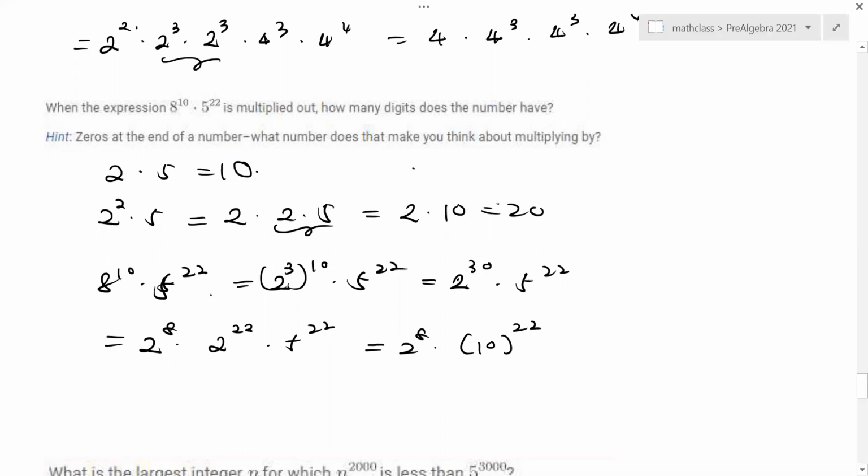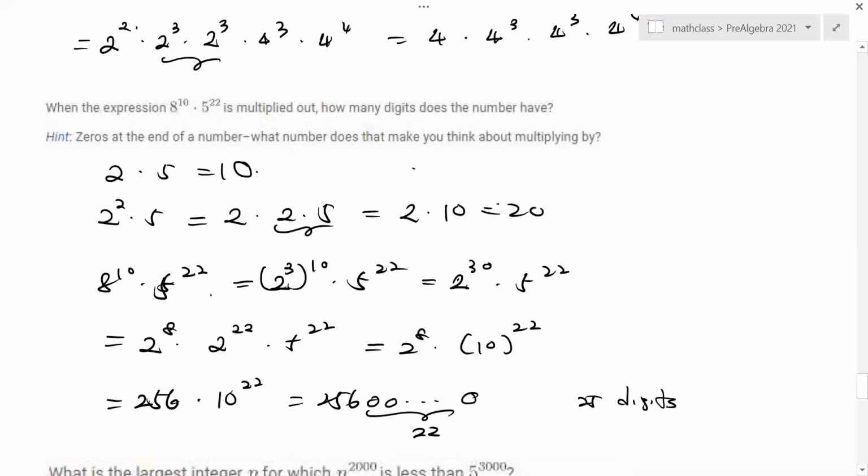So it's going to be 256 times 10 to the 22nd, which means 22 zeros. And how many digits does it have? It has 22 plus 2 plus 3, so 25 digits. Okay, 25 digits.